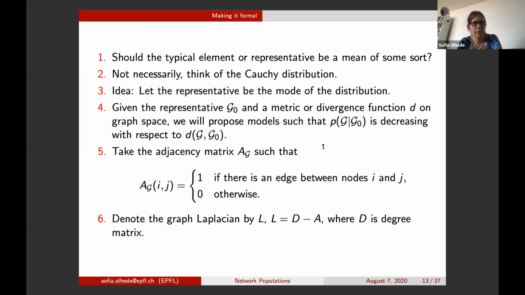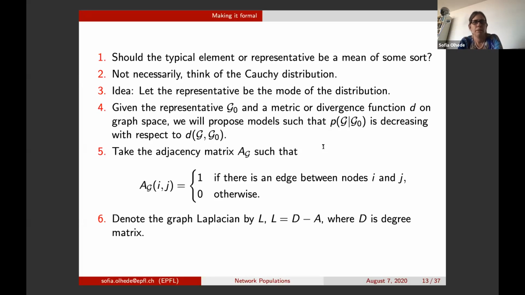So just imagine we do have a notion of an average network, a mean network, or a representative network. Let's call it G0. And we're now going to look to have a metric or a measure of divergence, which we'll call D. Then we'll need to have a mechanism of proposing models so that the probability of getting something far from that mean is decreasing as soon as the distance increases. And to do that, we need to decide how we're going to compute the distance. So we're now swapping one problem for another problem.